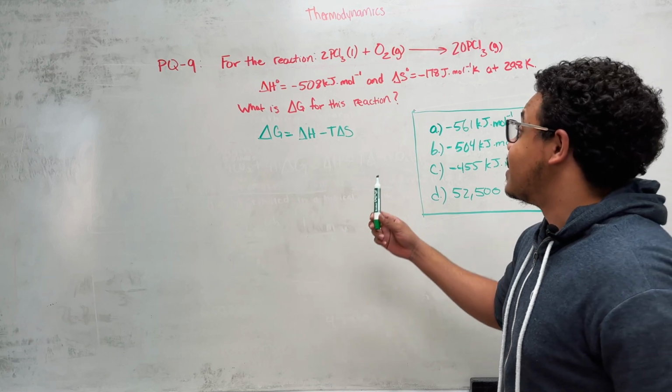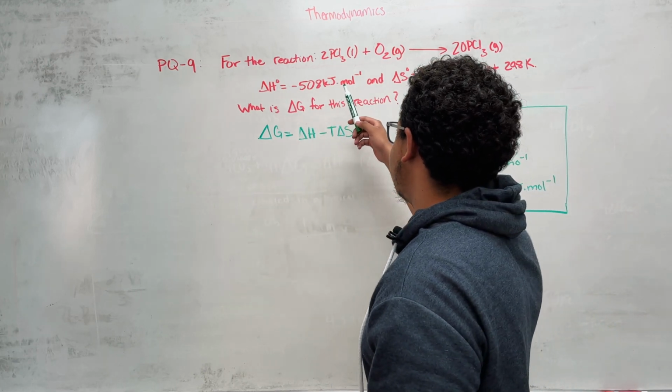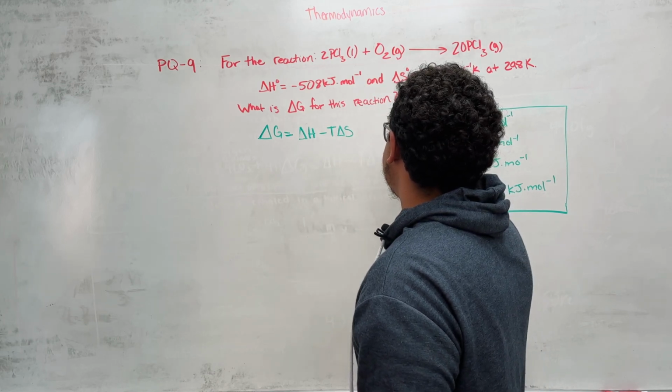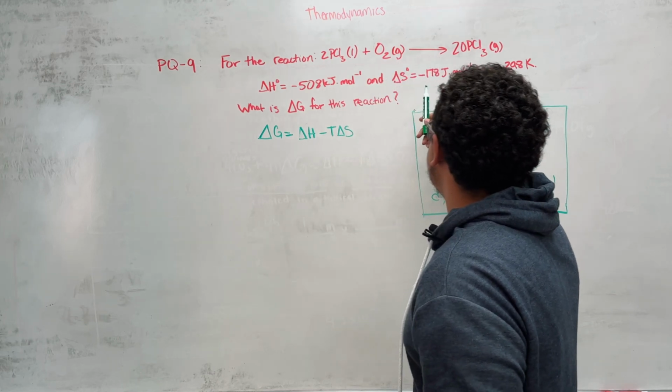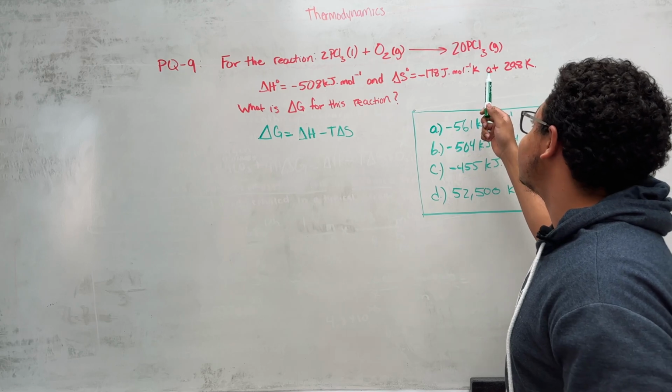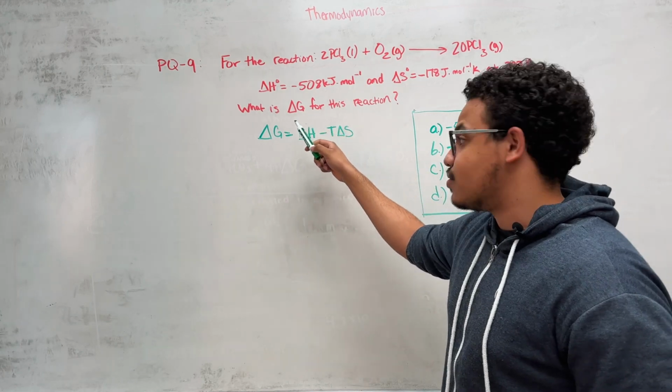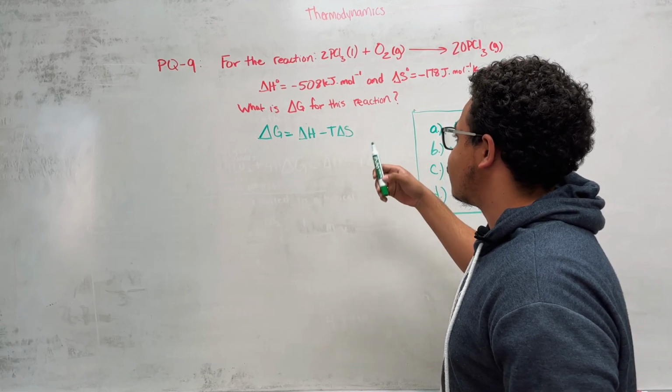In this problem, it asks for the reaction of 2PCl3 liquid. It reacts with O2 gas. It gives you 2OPCl3 gas. And I want you to find change in G, or the change in free energy of the reaction.